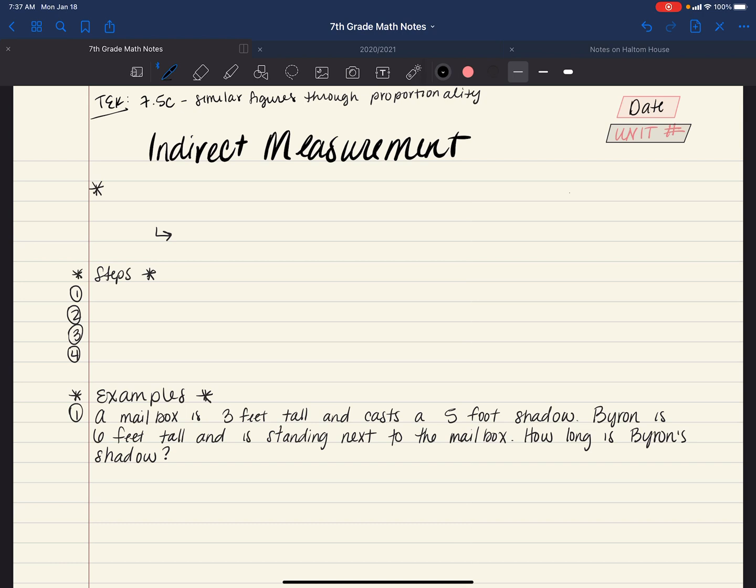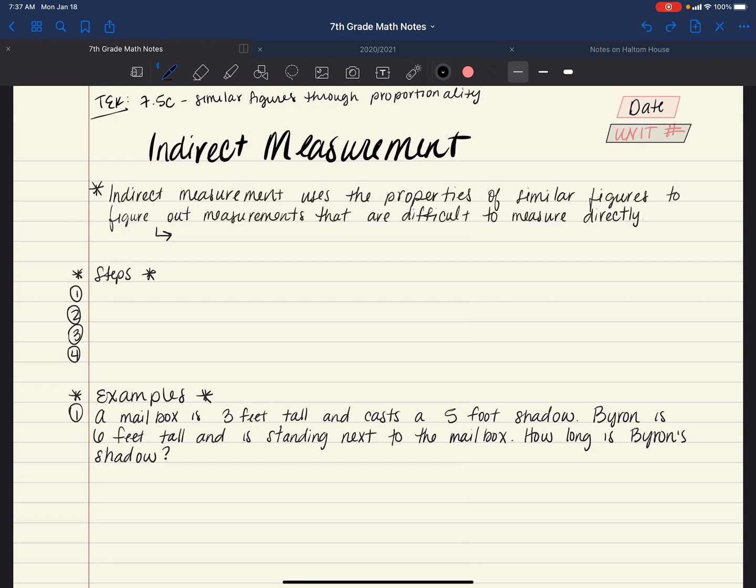So we are in TEAG 7.5C, A and C actually, which goes over all things proportionality between similar figures. So we're kind of getting into geometry a little bit. Make sure you write the date down and what unit we're in, and we'll get into it.